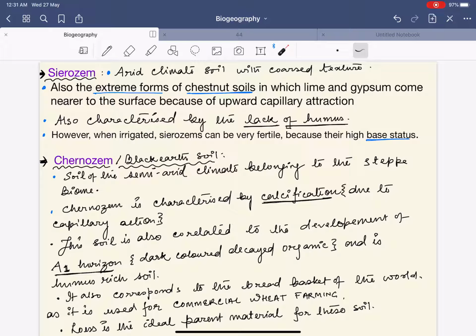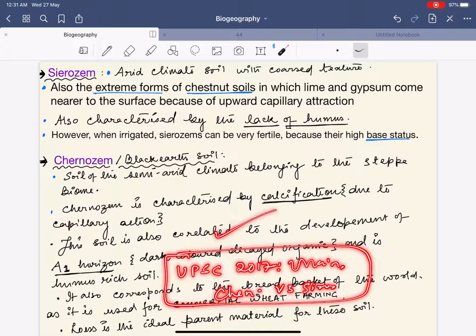Now let us talk about the economic usage. Again, Chernozem has a greater economic usage than your xerosem. How? The Chernozem has been used for the commercial cultivation of wheat, whereas the application of the xerosem in crop cultivation has been limited. Now with this, you can solve the UPSC 2017 mains question, which asked what is the difference between the Chernozem and your xerosem. This is one of the important questions with respect to UPSC.